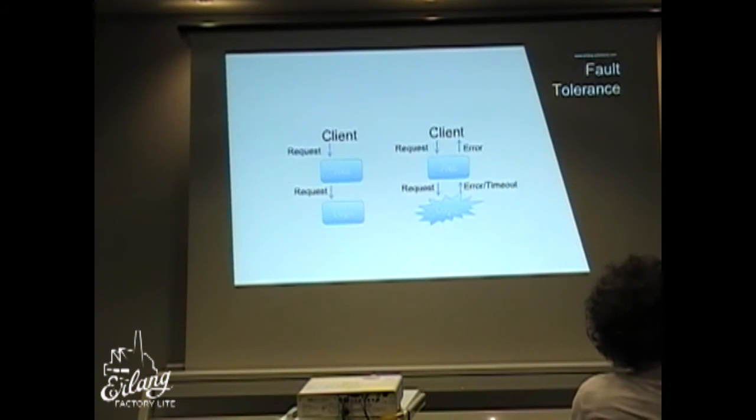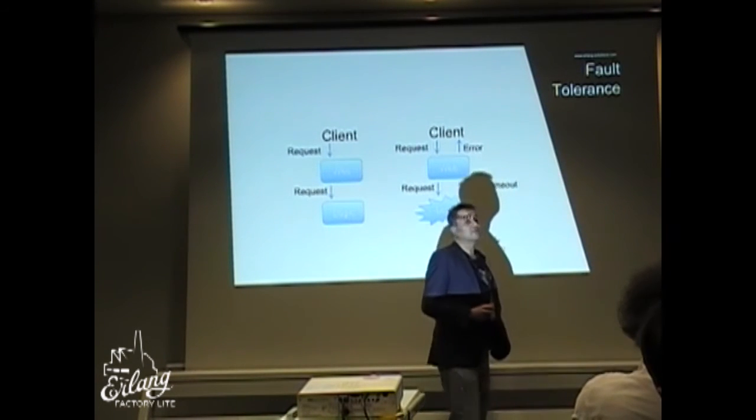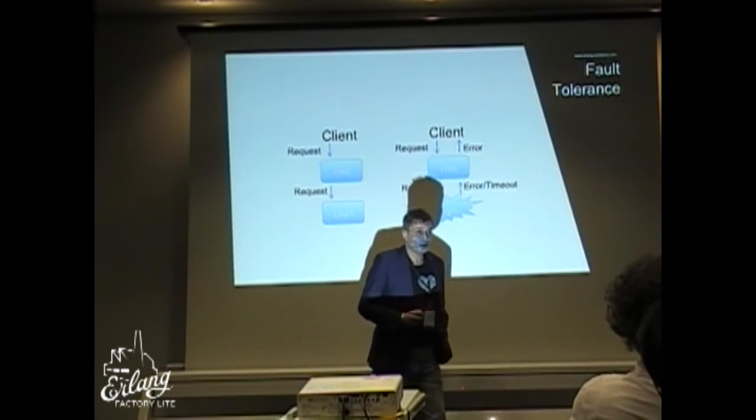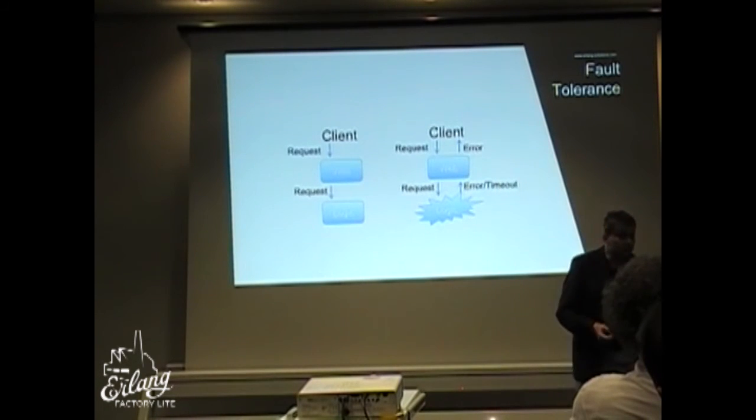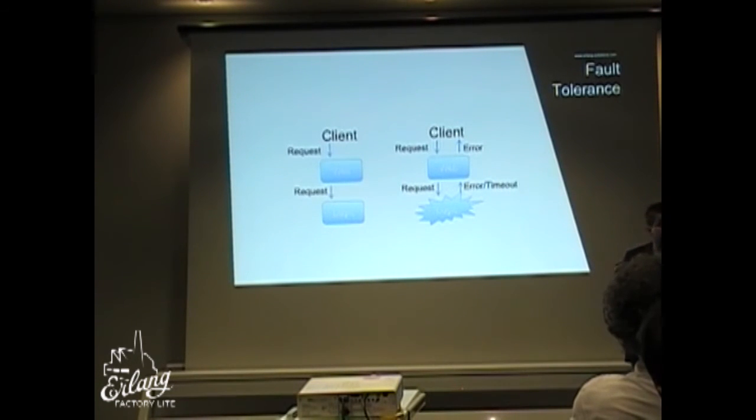So let's look at fault tolerance. So fault tolerance refers to the ability of a system to act predictably under failure. And that means that if something's gone wrong, your system returns an error, it has acted in a predictable way as long as you've defined that.